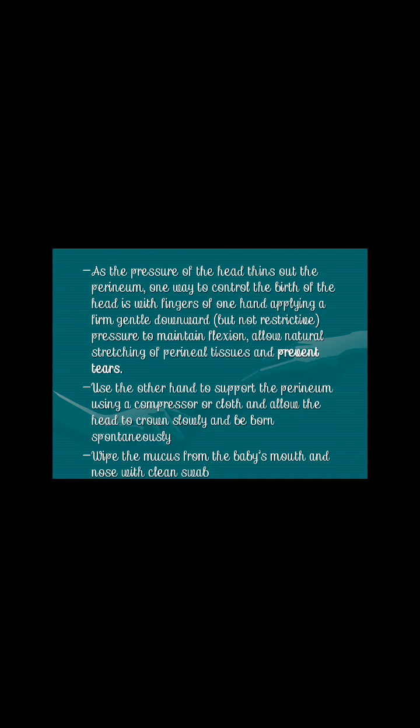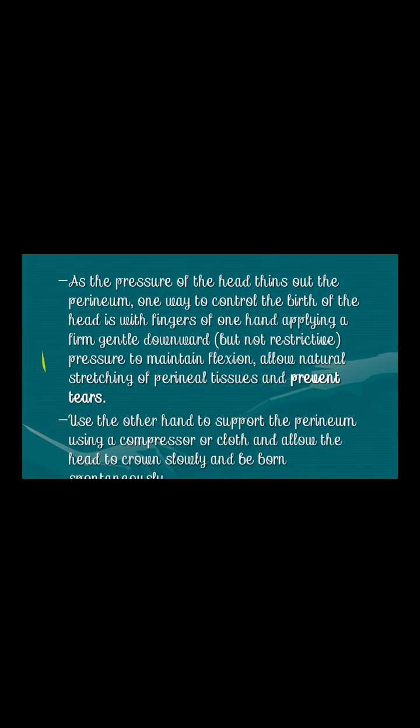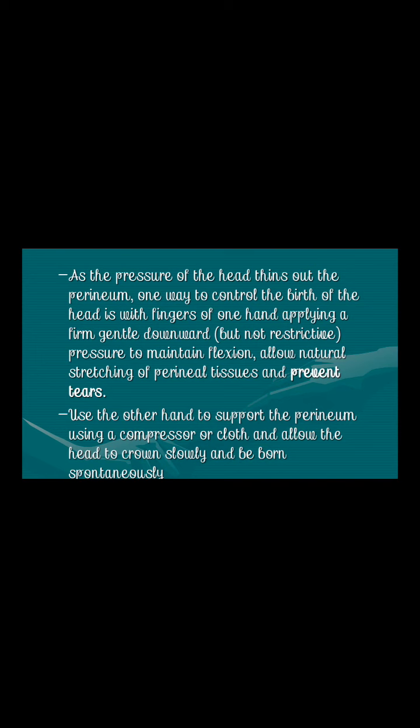As the pressure of the head thins out the perineum, one way to control the birth of the head is with fingers of one hand applying a firm, gentle downward but not restrictive pressure to maintain flexion, allow natural stretching of perineal tissue and prevent tears. Using the other hand, haya ni maelezo, lakini nasema kwamba mtoto unapomsaidia mama kujifungua, mkono wako wa kushoto utashika.